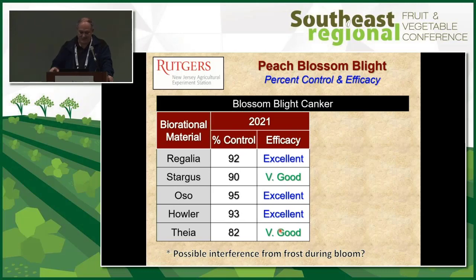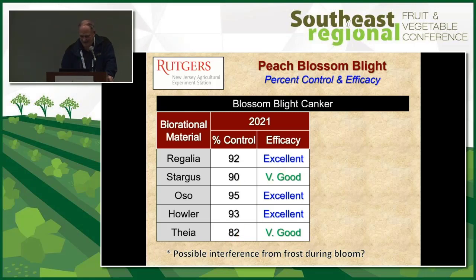Okay, well, here's what we got in 2021. We had 3 materials, the Regalia, the Oso, and the Howler, that all came out as excellent in terms of their control. The Stargus and the Thea were close behind, both at very good. And I should point out one other thing. This came very close to being excellent, right? Because 91 was the cutoff, okay? Versus this one here is a bit lower, okay? But everything looked good in that year. That was a normal year.